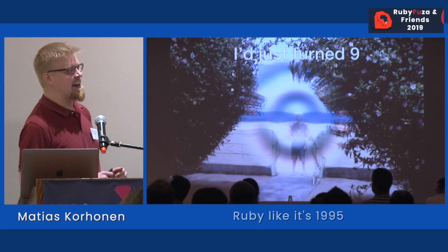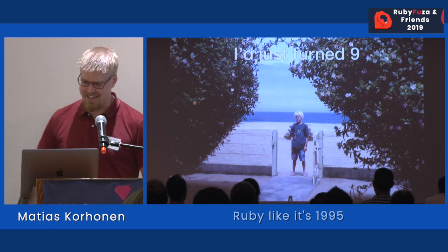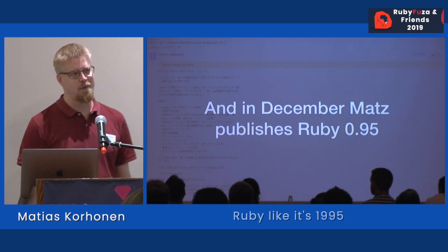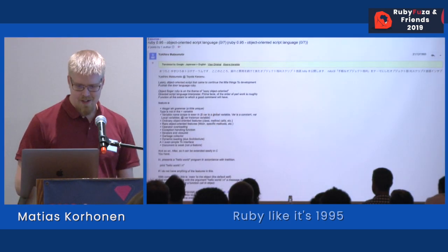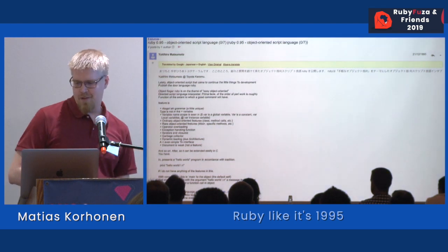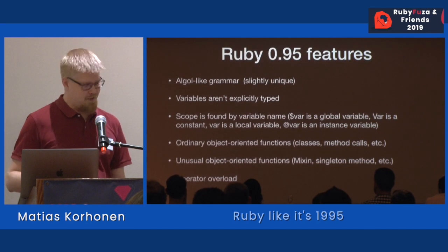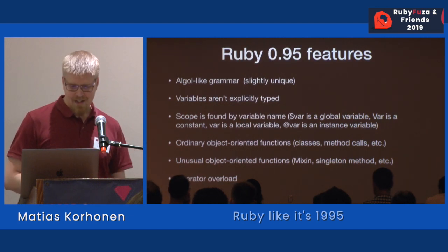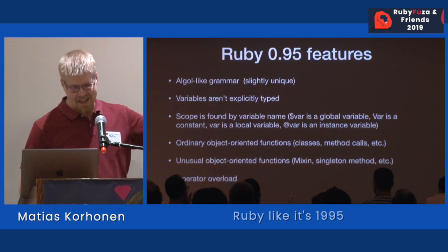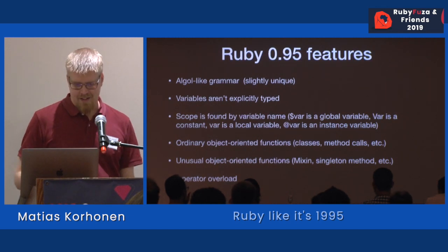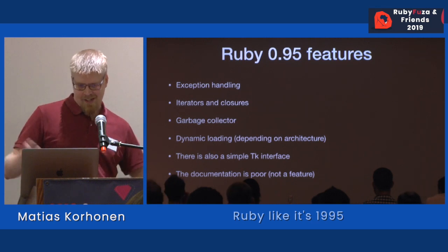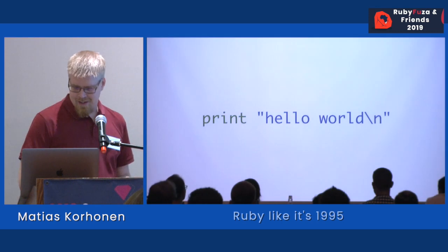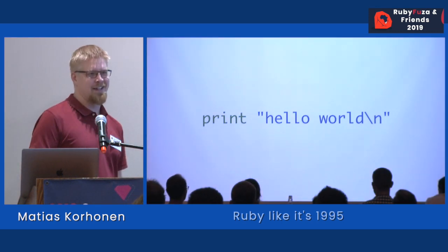And I just turned 9. And in December, Matz publishes Ruby 0.95, which is the very first public release of Ruby. And if we look at the features from the original release announcement, it looks a lot like Ruby. You don't need to explicitly type your variables. The scope for variables is defined by name. It looks very familiar. There's exception handling, iterators, garbage collection, all that good Ruby stuff. And there's even a nice little Hello World example in there.